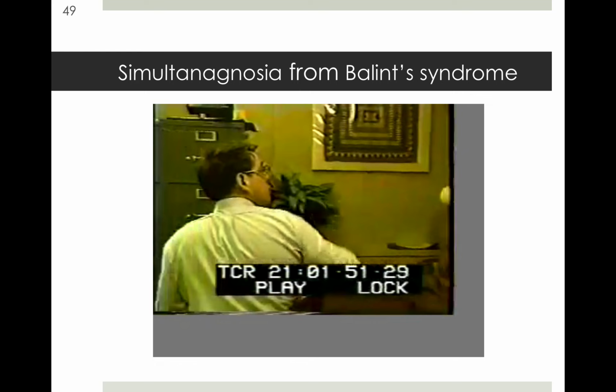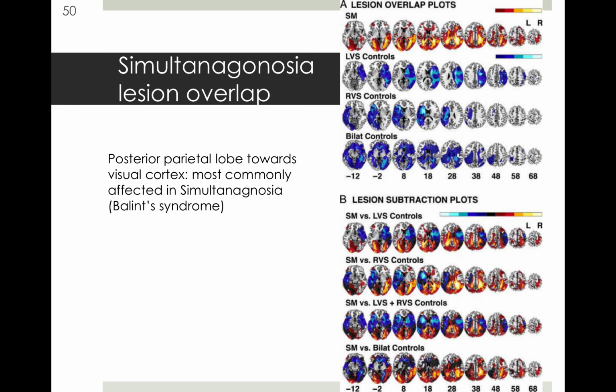Okay, so simultanagnosia. This is just a little bit of data from the lesion studies. I know we talked about voxel-based lesion-symptom mapping, or VLSM, where you take neuropsych populations who have lesions in various areas of the brain, do a lesion overlap, and then relate that lesion overlap to differences in function. The upshot is that you generally see problems with the posterior parietal lobe associated with simultanagnosia. So for the patient that we just saw, the most common damage is in the right parietal lobe.